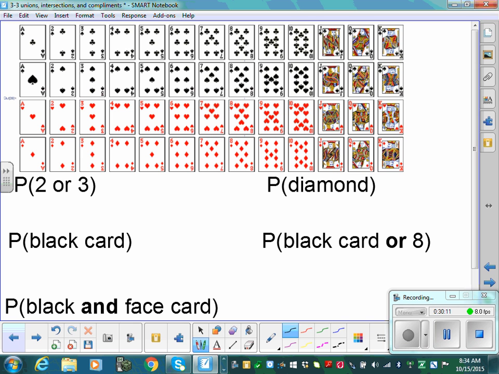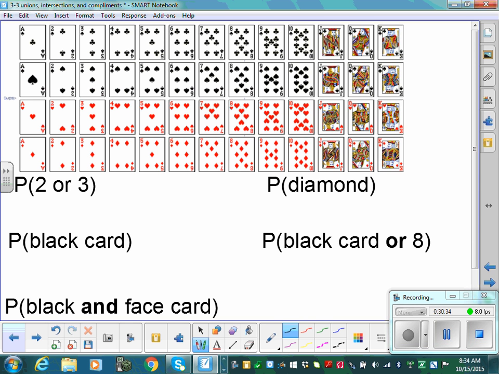In a standard deck of cards, you have your clubs, clovers, hearts, and diamonds. Notice half are black, half are red. Does everybody see that? The hearts and diamonds are the red cards. This is like every deck of cards. The clovers and spades are the black cards. Does everybody see that? These are my face cards. I have a jack, queen, king.